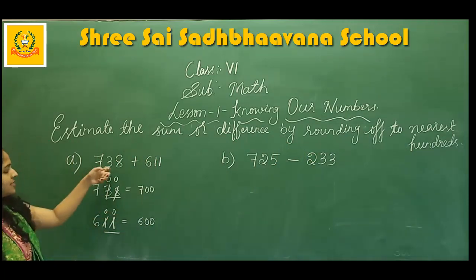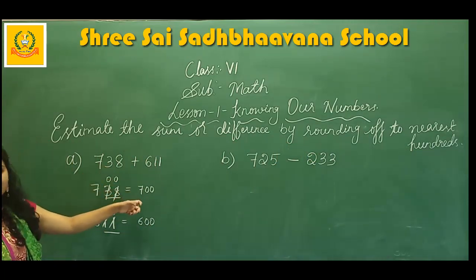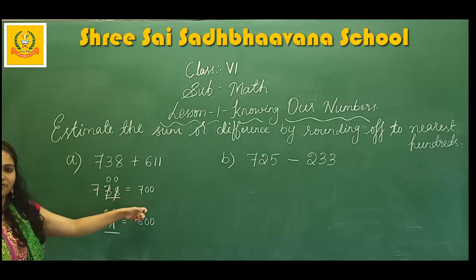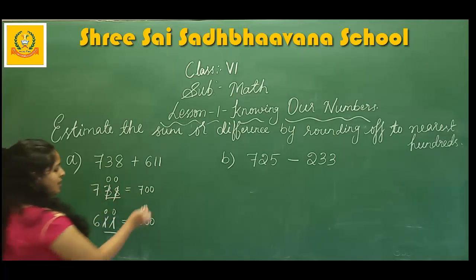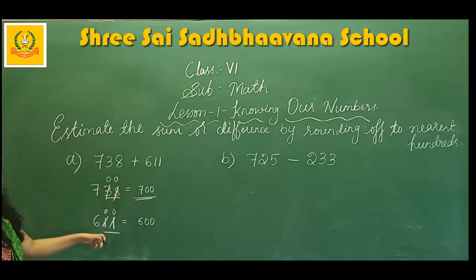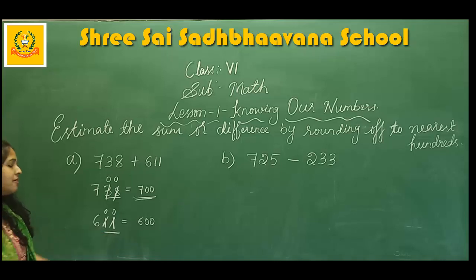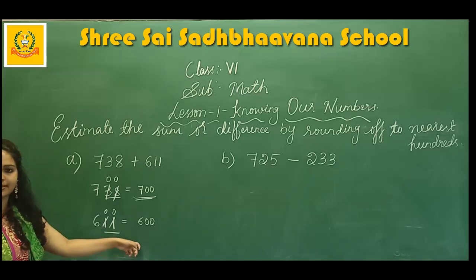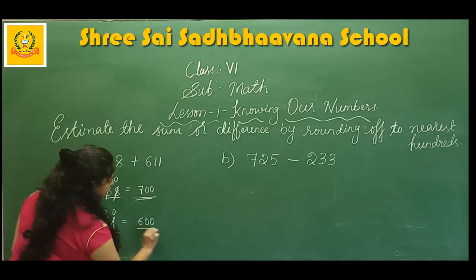See here, the last two digits come to 38. Is it more than 50, children? No, it is less than 50. Then do I need to add 100 here? No, I need not add 100. I can write it as it is. See here, the last two digits come to 11. Is it more than 50, children? No, it is less than 50. Do I need to add 100 then? No, I need not add 100.